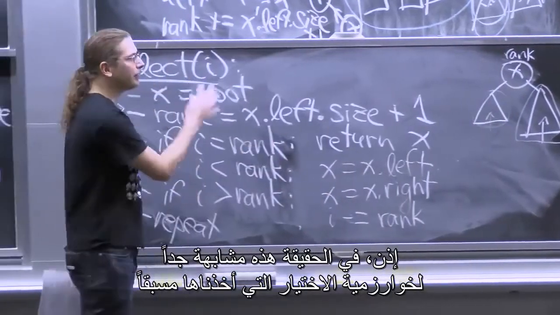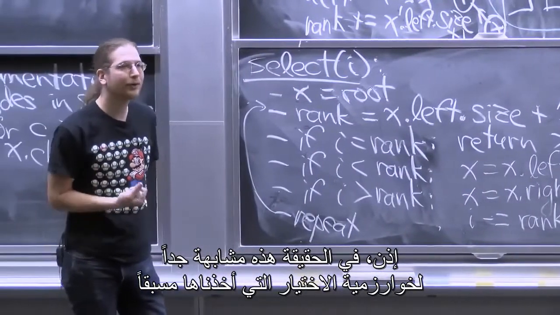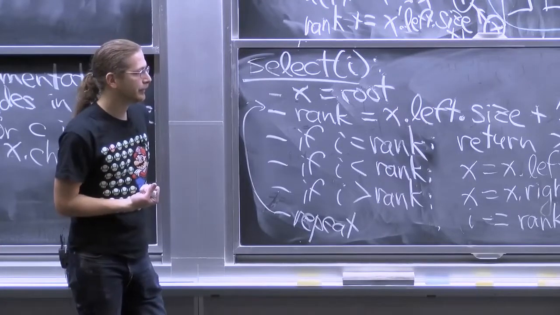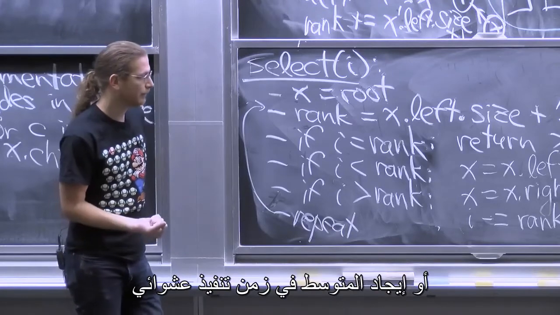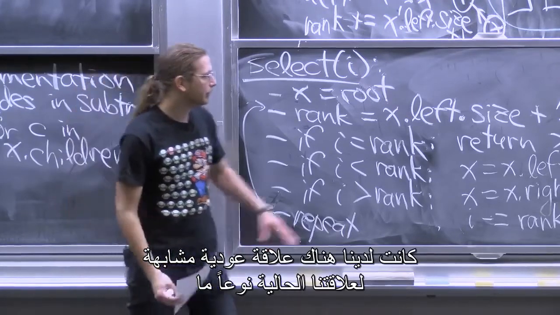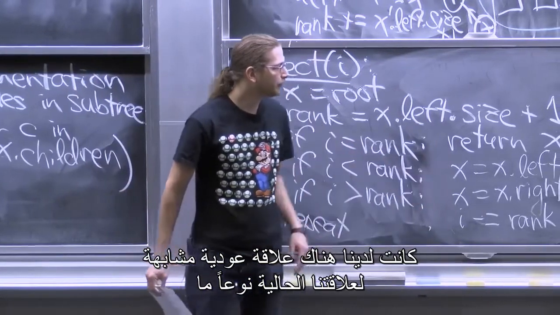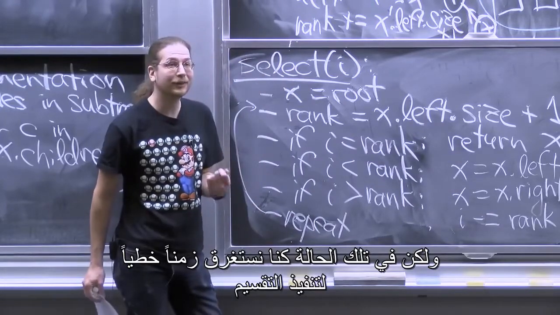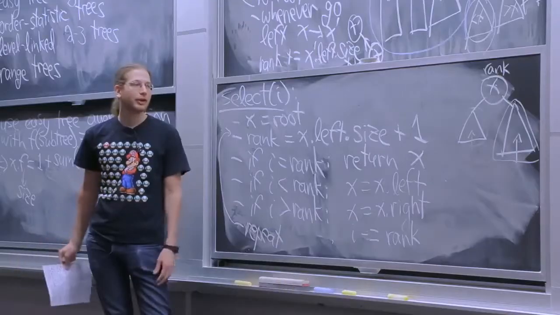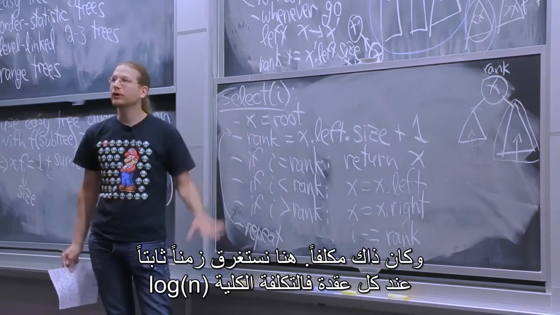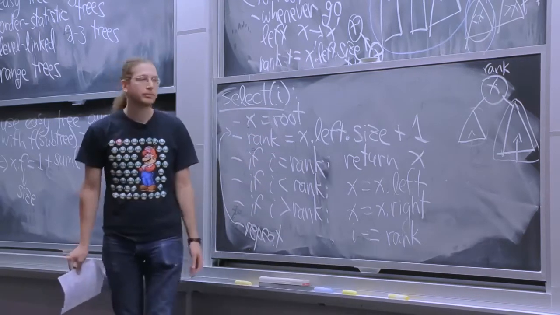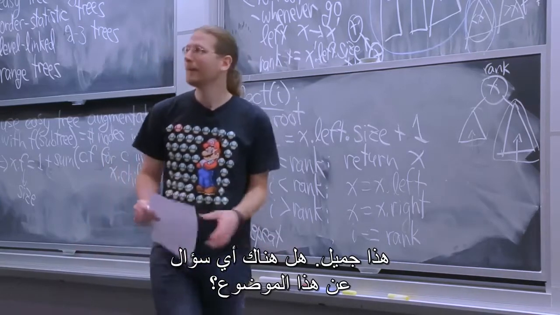It's actually very familiar to the select algorithm that we had, like when we did deterministic linear time median finding or randomized median finding. They had a very similar kind of recursion. But in that case, we were spending linear time to do the partition. And that was expensive. Here, we're just spending constant time at each node. And so the overall cost is log n. So that's nice. Any questions about that?